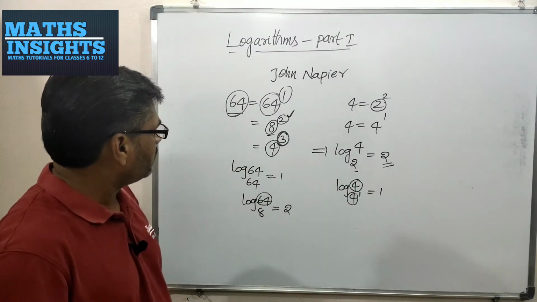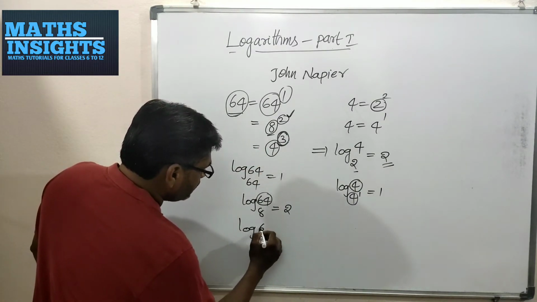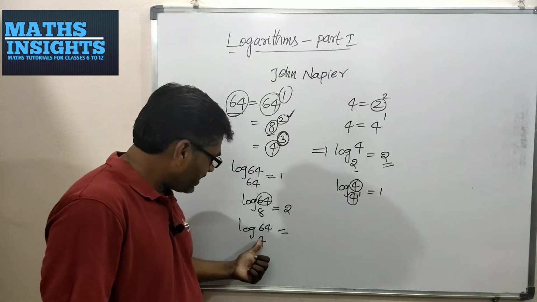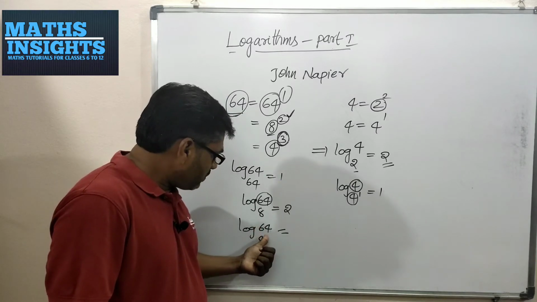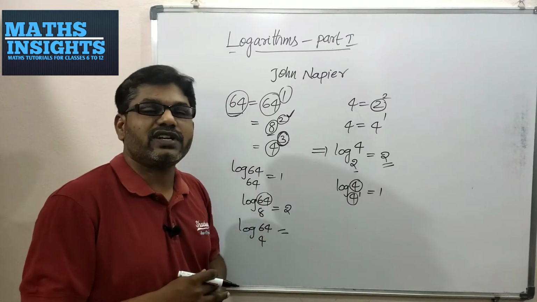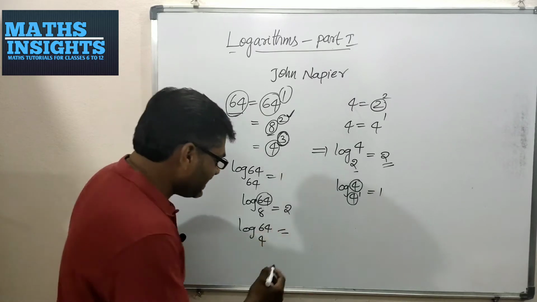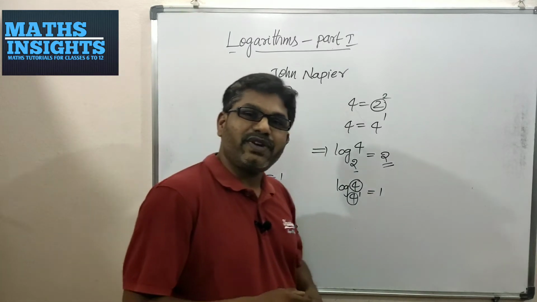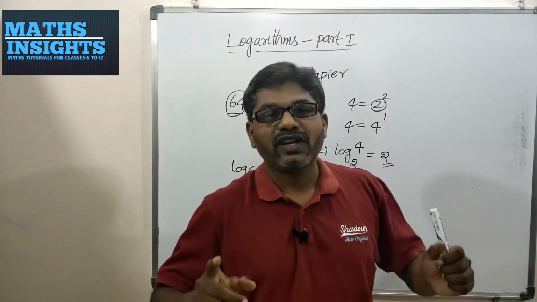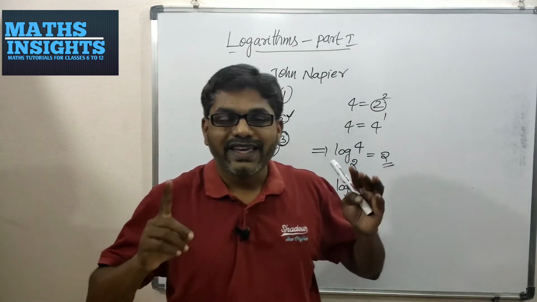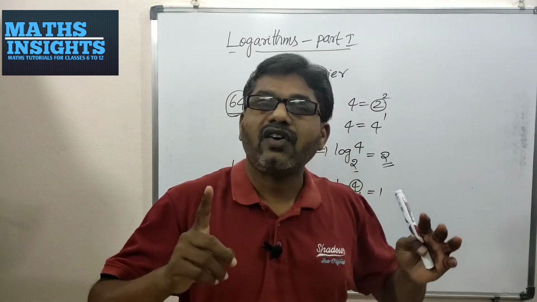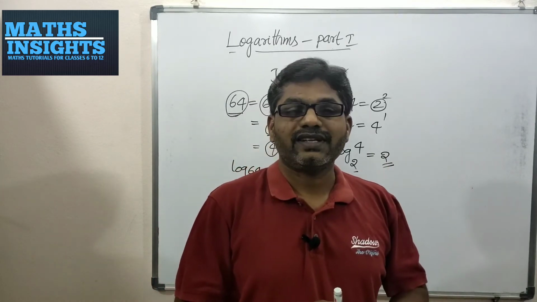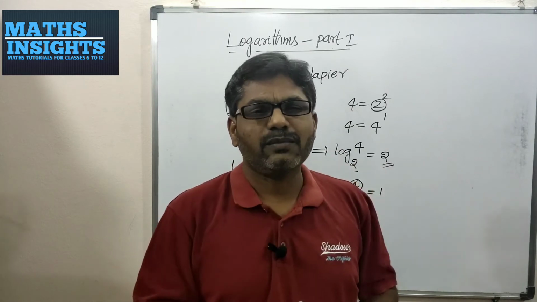If you take another one, log 64 base 4, again the base is 4. To get 64, what is the power to be raised on 4? You know, 3. That is, the logarithm of 64 base 4 is 3. So it is appearing easy now. The logarithm of any positive number is the power or index you are raising on the base to get that number. That is the logarithm of that particular number.